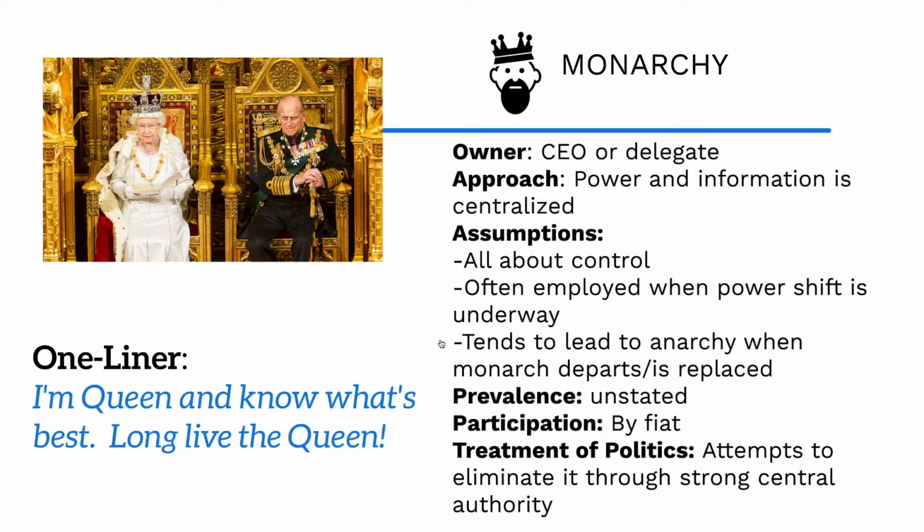Like the model we discussed several models back, it tends to lead to anarchy when the individual holding all this power departs or is replaced. Its prevalence is unstated in the article, and its participation generally is by fiat. The CEO or his or her delegate decide this is what we're going to do, and there are no questions asked. Politically, this model attempts to eliminate politics through strong central autonomy and authority.